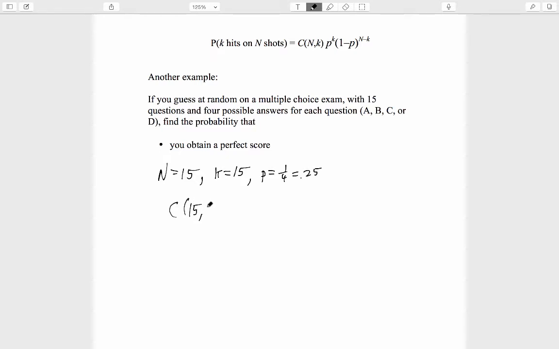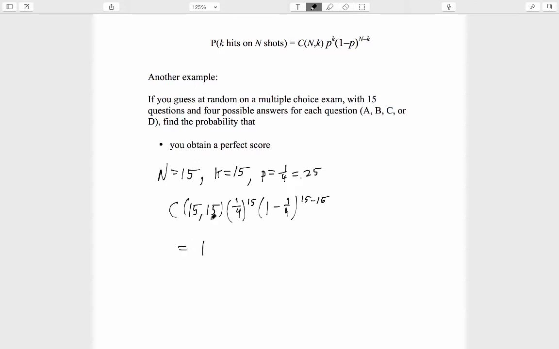The number of different outcomes contributing to this event equals 15 choose 15, which turns out to be just 1, because there is only one outcome in which you get everything right. There is only one way to do that. So the number of outcomes, which is just 1, times 1/4 raised to the 15, times 1 minus 1/4, that's 3/4, raised to the 15 minus 15, to the n minus k, the number of incorrect answers, which is going to be 0 here. Let's see how this works.